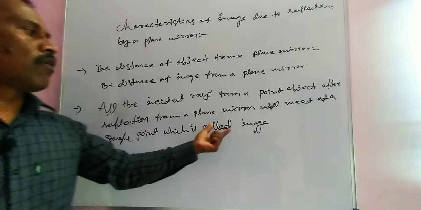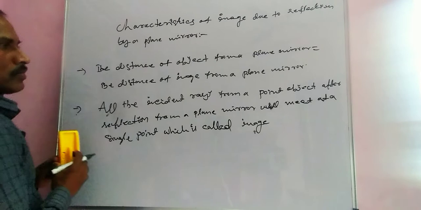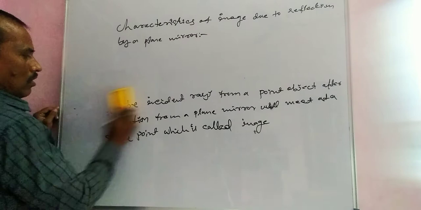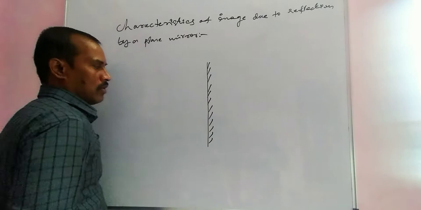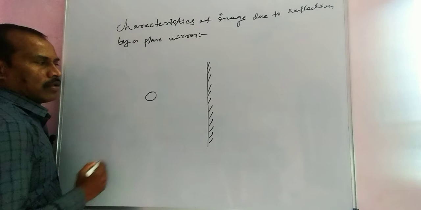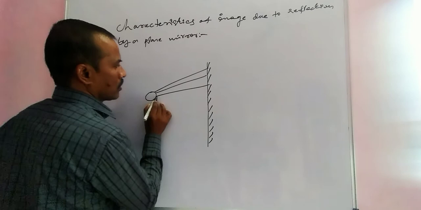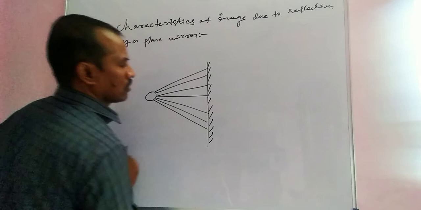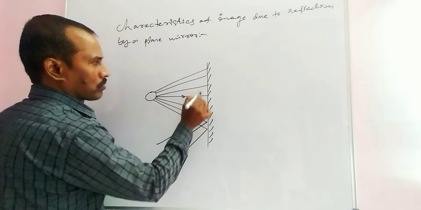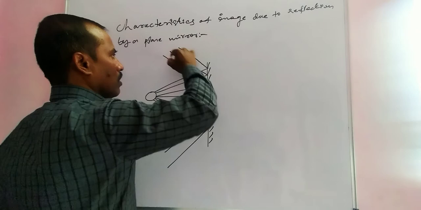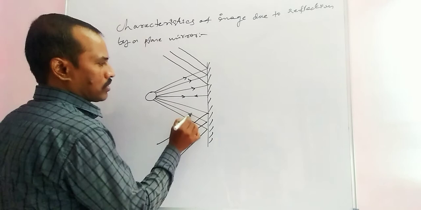That means here, explanation with diagram. Note this one. Here, this is, for example, a plane mirror. Here, the object is in front of the plane mirror. These lights are incident on the plane mirror. These are the incident lights. After reflection from the plane mirror, these are the reflections. These are the incident rays.